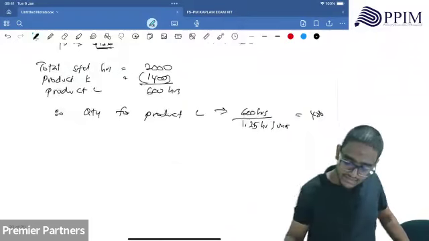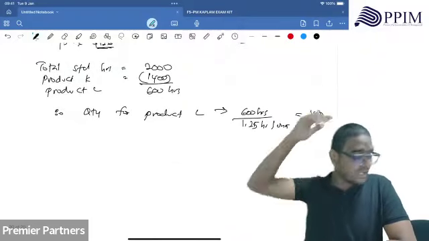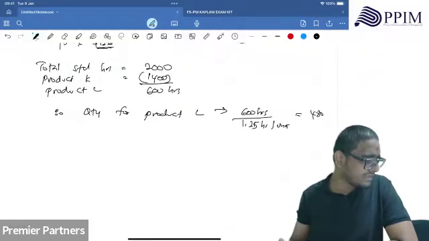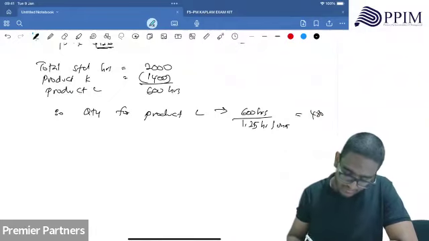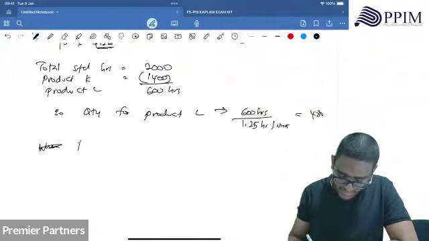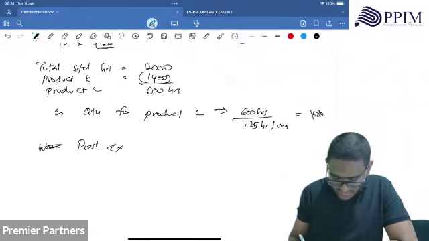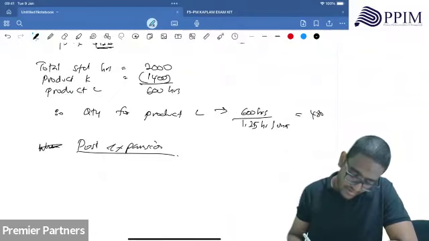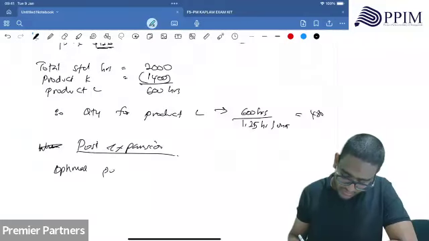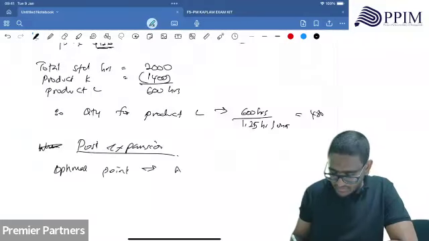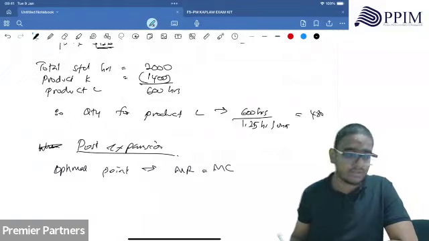When there is extra capacity, you can produce unlimited, no? So they're not saying limitation. Right, so then you bring in MC equals MR. So then post expansion, what happens? You have the optimal price, the optimal point, where MR equals MC.